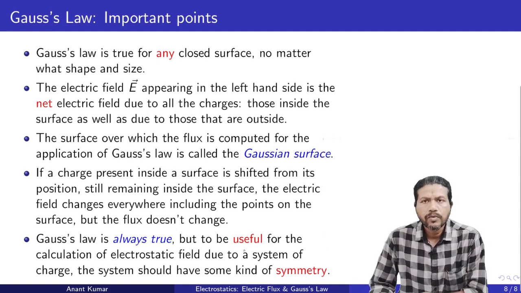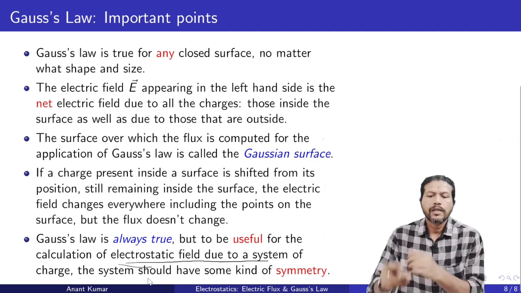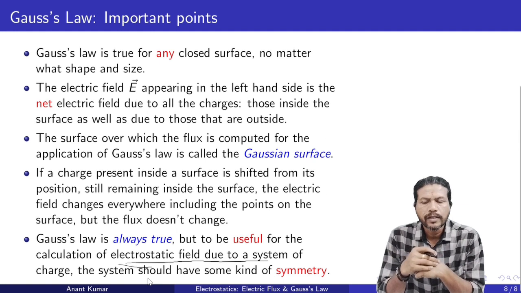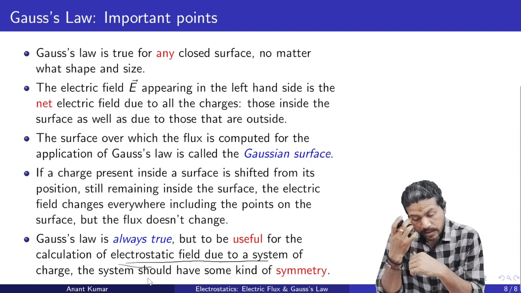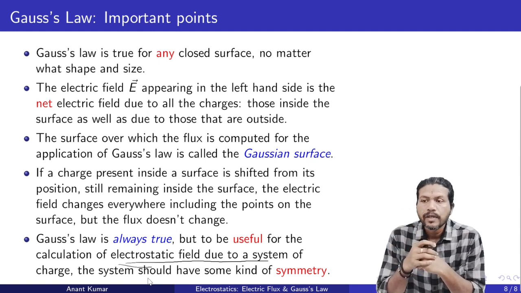So if I wish the Gauss law to be useful for calculation of the electrostatic field due to a certain system of charges, then there has to be some kind of symmetry involved. The charge distribution must be symmetrical, in the sense that by turning it about a point or about a line, we should not be able to distinguish between them. So this symmetry is important.